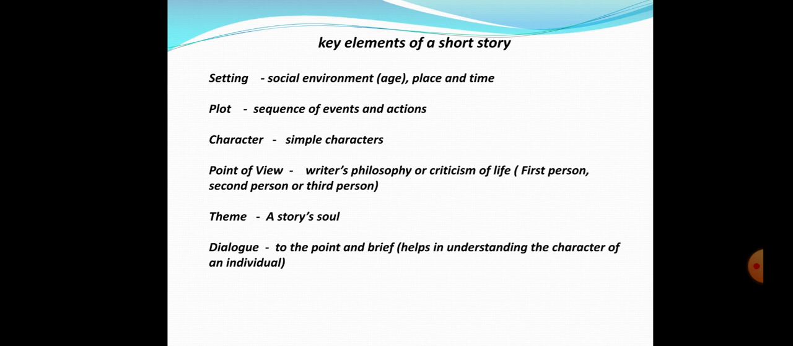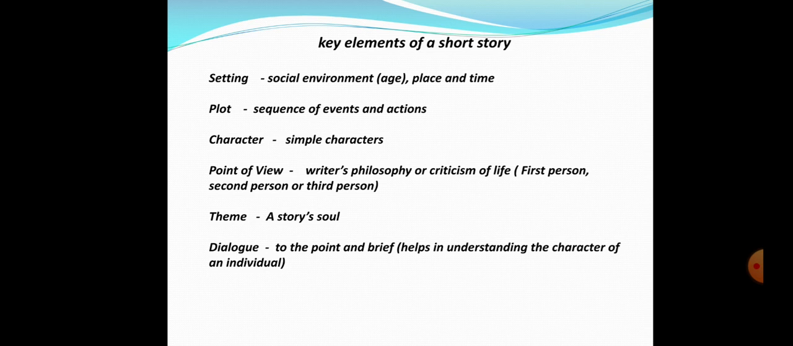Now, this conflict can be of different types, like that of a person against self, then a person against nature, that is, forces of nature. It can be a conflict between two characters, that is, person against person, and also of person against society.